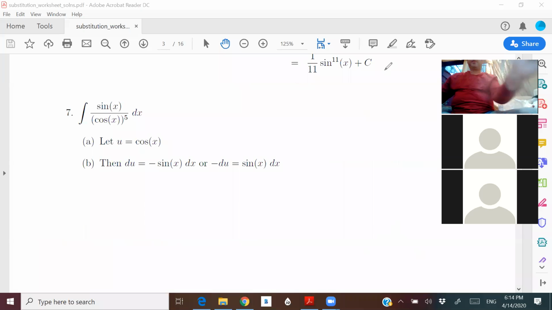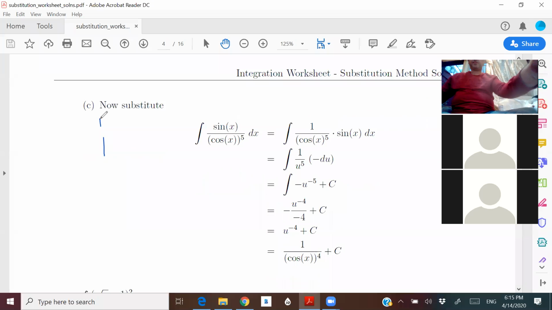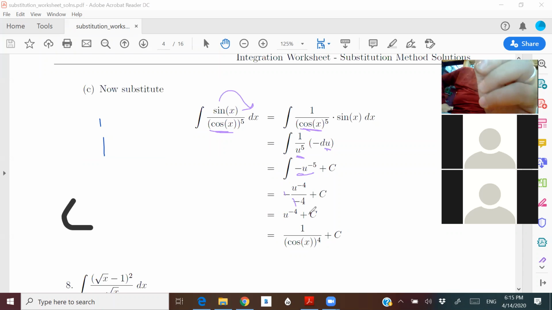Again, if you want me to explain again, I replaced cosine power 5 by u power 5. I replaced sine x dx by negative du. So it becomes negative u power negative 5, or after integration u power negative 4 over 4.